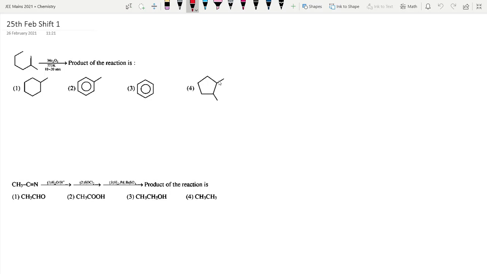Let's get on to the 25th February Shift 1 paper. And the first question here is molybdenum oxide, and you see high temperature and pressure. It feels like it's a little bit based on memory because this catalyst could be very versatile and can do a lot of things, but still I see the most stable product here is this one.